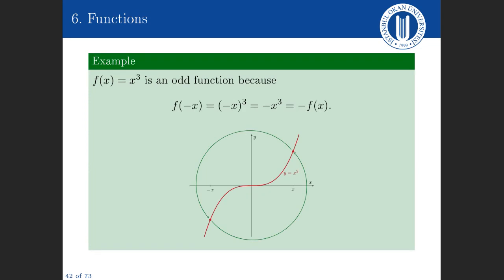I'm saying that x cubed is an odd function. Why is this true? Because if we start with f of minus x, or minus x cubed, we can see this is the same as minus f of x. In terms of graphs, an odd function is a graph where if we take the graph and rotate it 180 degrees about the origin, then we have the same graph that we started with.